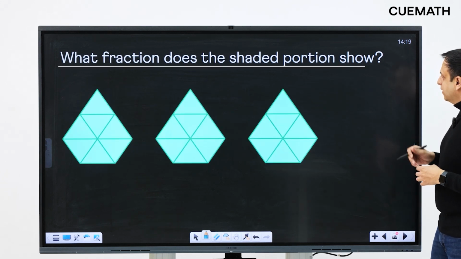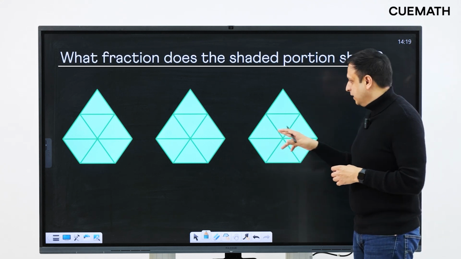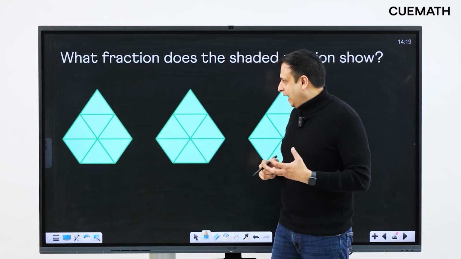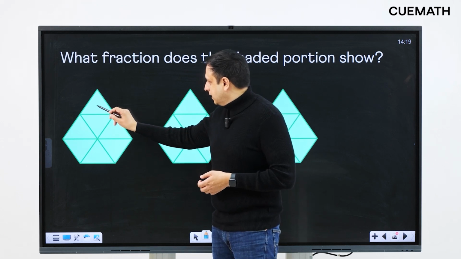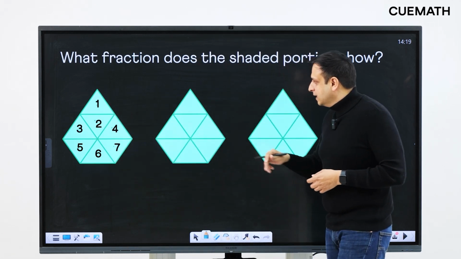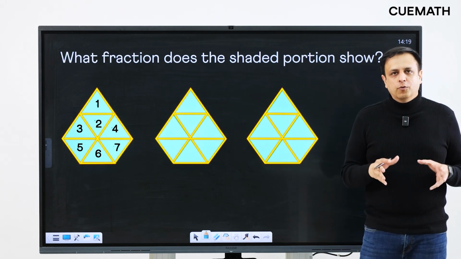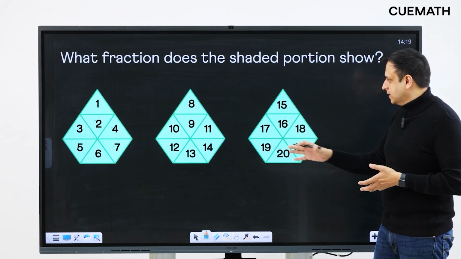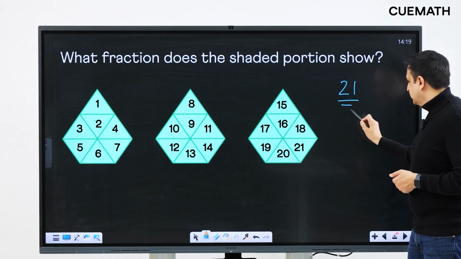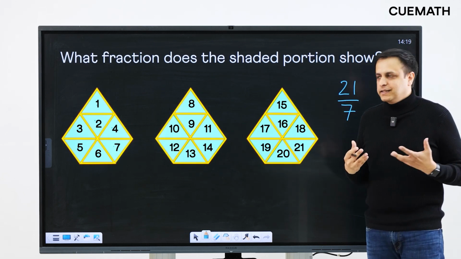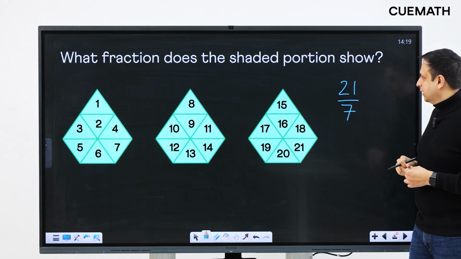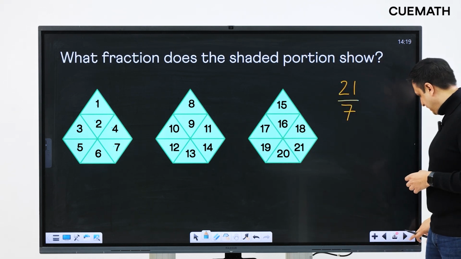What fraction does the shaded portion show in this case? Now in this case we have 3 shapes. Each such shape represents a whole, and each whole has been divided into 1, 2, 3, 4, 5, 6, 7 equal parts, and we have 3 such shapes. So we have 21 shaded parts in total. 7 times 3, 21. So 21 over 7, because we have 7 equal parts in each whole. So the shaded region here represents the improper fraction 21 over 7.